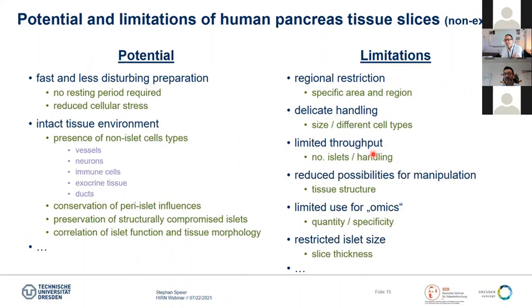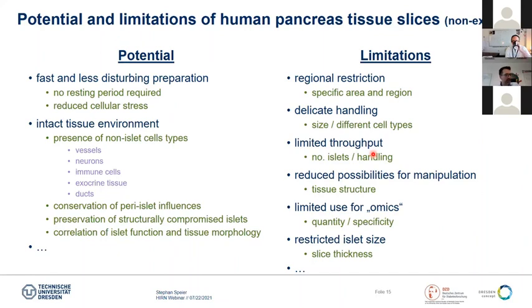Of course, you have different cell types, meaning you have exocrine cells that secrete enzymes that you have to take care of when you work with slices. You have a limited throughput in number of islets in comparison to isolated islets. That is something that is limited by the technology, and certain manipulations are far more difficult, like transfection of tissue is more difficult in a slice than it is in an isolated islet. Therefore, also some omics might be reduced.